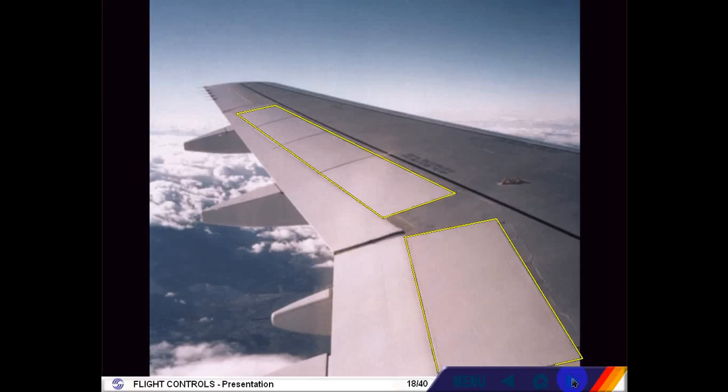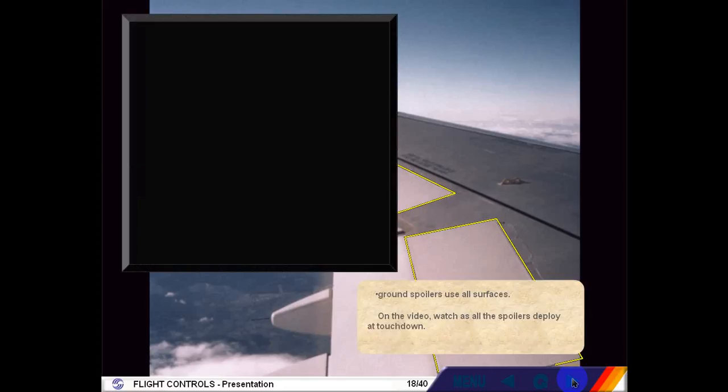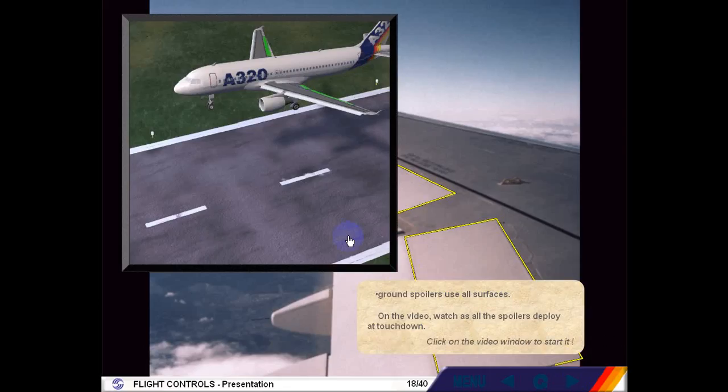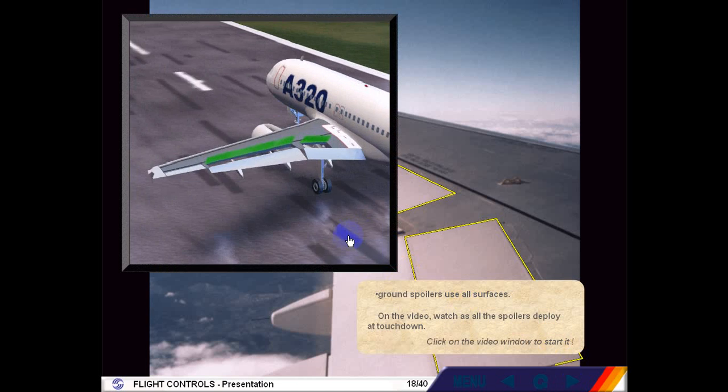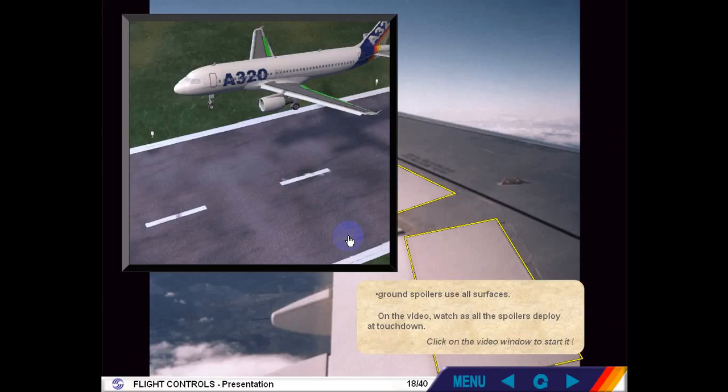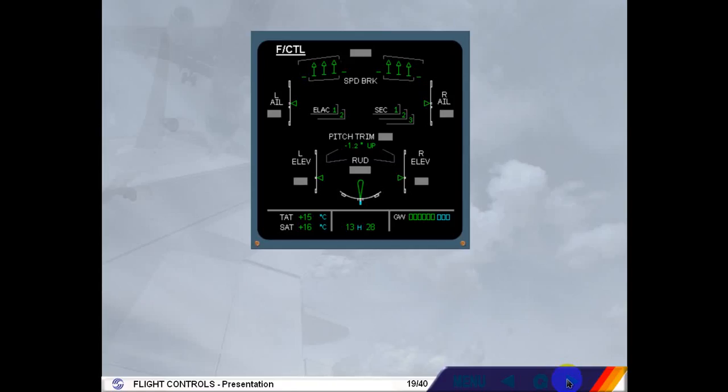Ground spoilers use all surfaces. On the video, watch as all the spoilers deploy at touchdown. Click on the video window to start it. On the ECAM flight control page, the spoiler extended position is indicated by small arrows. This is the case of the speed brakes. All these control surface indications will be explained in more detail in the normal and abnormal operation modules.